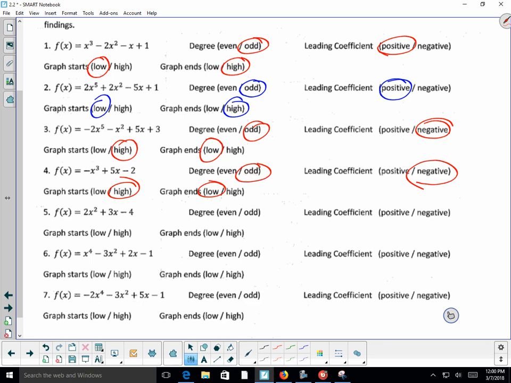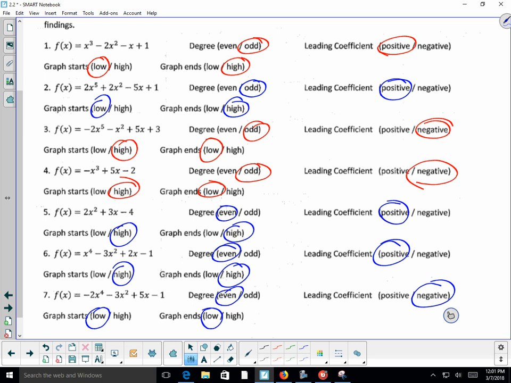How about number 5? What did you say about that one, Jacob? The degree is even, the leading coefficient is positive, the graph starts high and ends high. And how about number 6? Octavia? The degree is even, the leading coefficient is positive, the graph starts high and ends high. And what about number 7? Jackie? The degree is even, the leading coefficient is negative, it starts low and ends low.